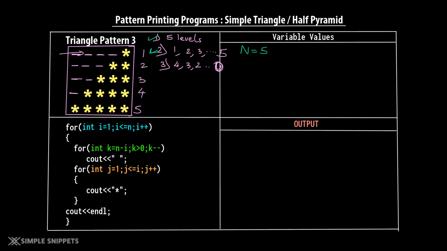Then for the second level, you have to print 2 stars. So the inner for loop will run 2 times. Then for the third level, the inner for loop should run 3 times. And so on and so forth. So that is what is depicted in this code, and we will dry run this. I know it might not be very clear initially, but that's how the triangle is progressing.